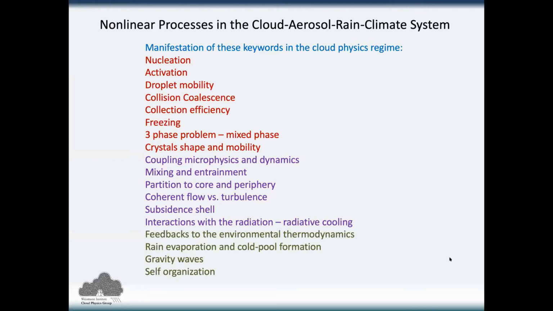Okay, and then of course, we all know that collision-coalescence of droplets and collection efficiency and rain formation is completely nonlinear. We call it stochastic processes. Okay, and we know that we can look at two clouds, and the clouds will look the same, they will have the same sizes, and one of them suddenly will start to rain, and the other will not. And we want to understand this avalanche effect. Why do we have such instabilities in the cloud? And then when we move up, we are moving to the crazy world of freezing and the three-phase problem and mixed phases and mobility of crystals and what the shape of the ice crystals is, and so on. This is it, I finished my lecture on microphysics, and I am moving to dynamics on the cloud scale.